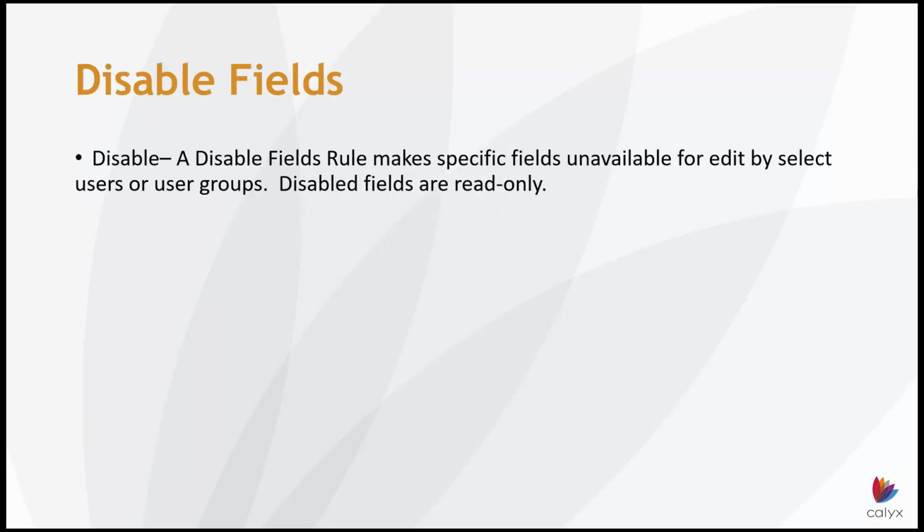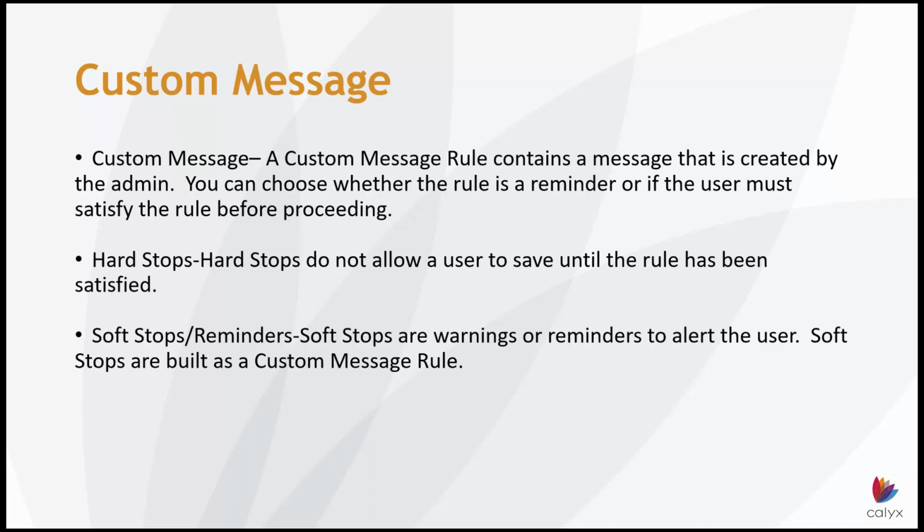A disable field rule is kind of the opposite of the required field. This makes the field unavailable for that user to edit, so it's going to be like a read-only field for them. And the 4th kind of rule that we have is a custom message. A custom message rule allows the admin to create a message for the user when a rule fires. So they could use that to direct them to where the field is if they want to require a field to be filled in, or they could use it just as a reminder to pop up to have them update a status or fill in a different field.